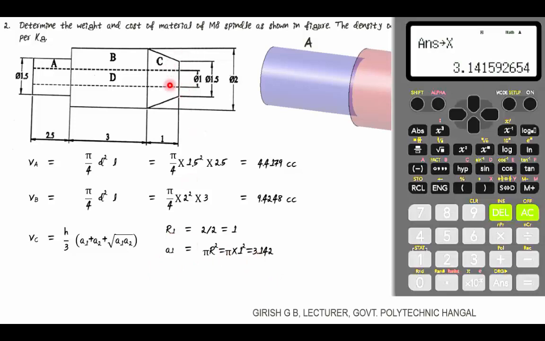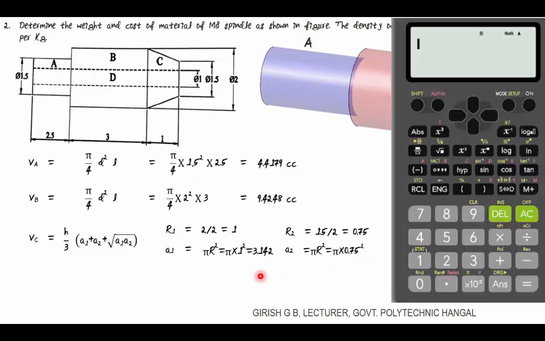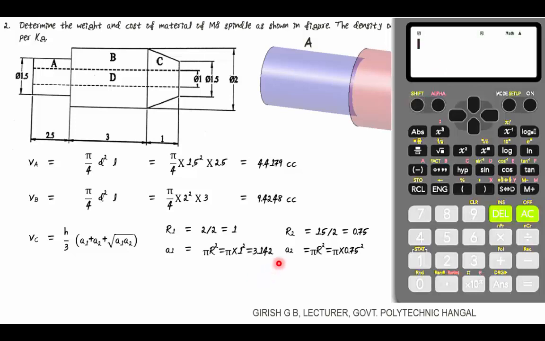Then we are going to calculate the radius R2, which is diameter by 2. Diameter is 1.5 divided by 2. It will be equal to 0.75 centimeter. Corresponding area A2 is equal to pi r square, which will be equal to pi into 0.75 square. Its value will be pi into 0.75 square. Let's store this value to y.